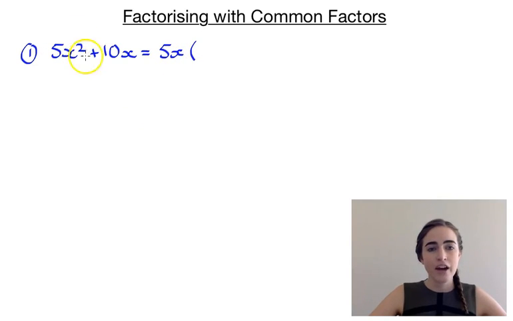So if we go 5x squared divided by 5x, we're left with x. And 10x divided by 5x will leave us with 2. So factorised would be 5x outside of x plus 2.